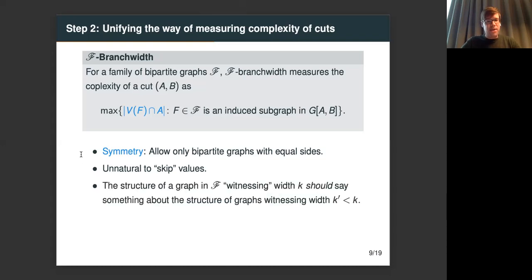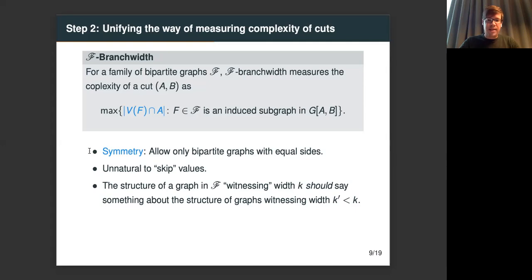And second of all, if you look at the structure of a graph in F that witnesses that your decomposition has width k, then it might also be natural to require that it should say something about the structure of the graphs that witness width strictly less than k. That they're somehow related and not just a random set of graphs, because that would not really tell you very much, in particular if you want to design algorithms using these types of decompositions.